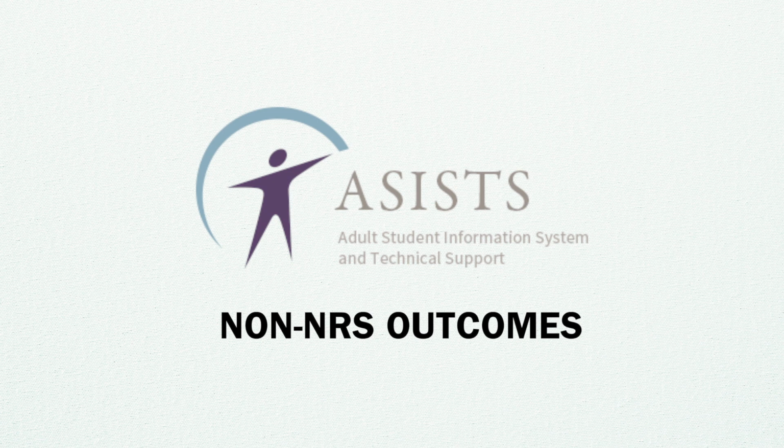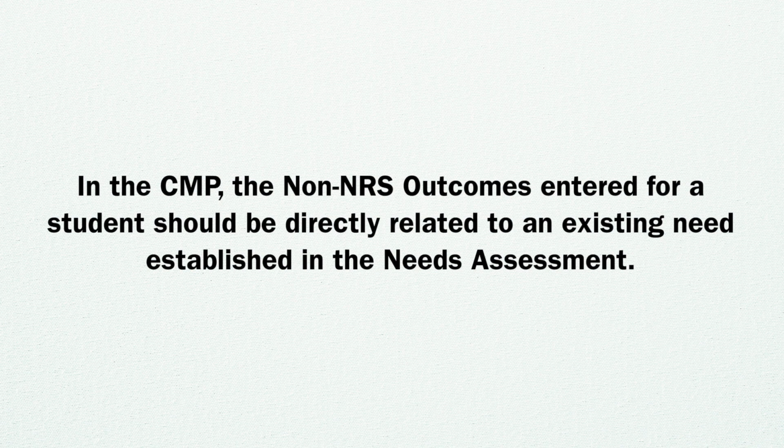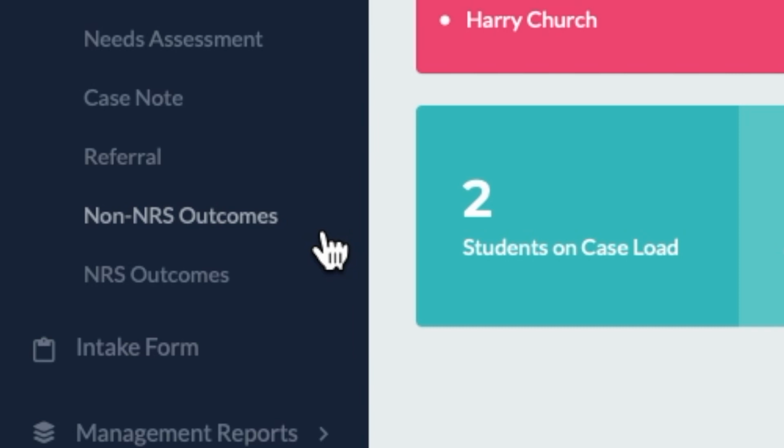Non-NRS outcomes. Non-NRS outcomes refer to those outcomes that are not specific to the National Reporting System funding reports. In the CMP, the non-NRS outcomes entered for a student should be directly related to an existing need established in the needs assessment. To enter new non-NRS outcomes, click the Non-NRS Outcomes item on the CMP navigation bar.